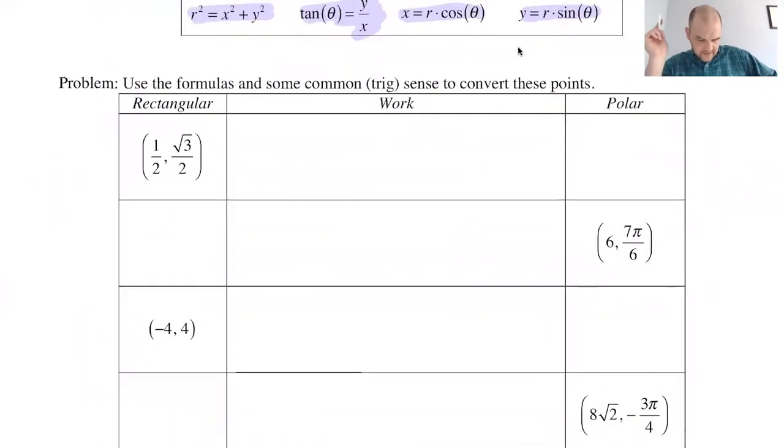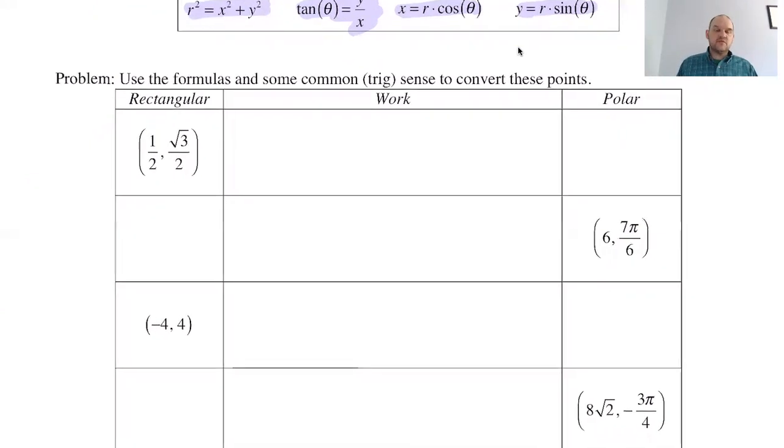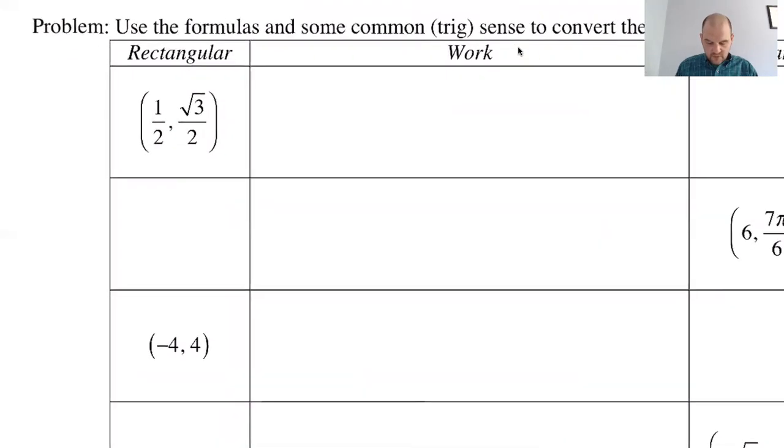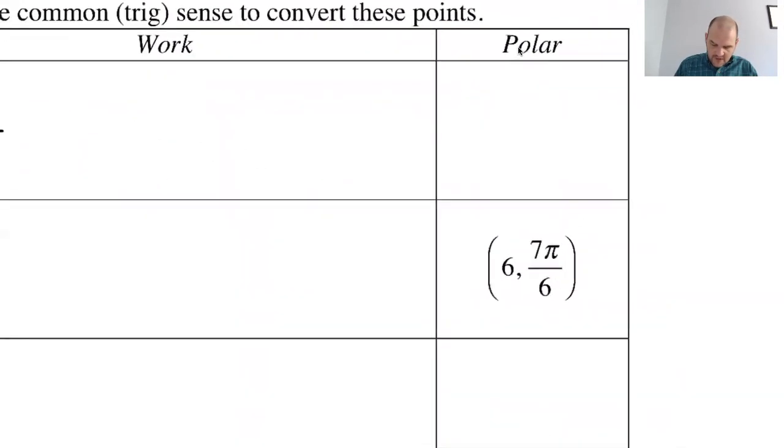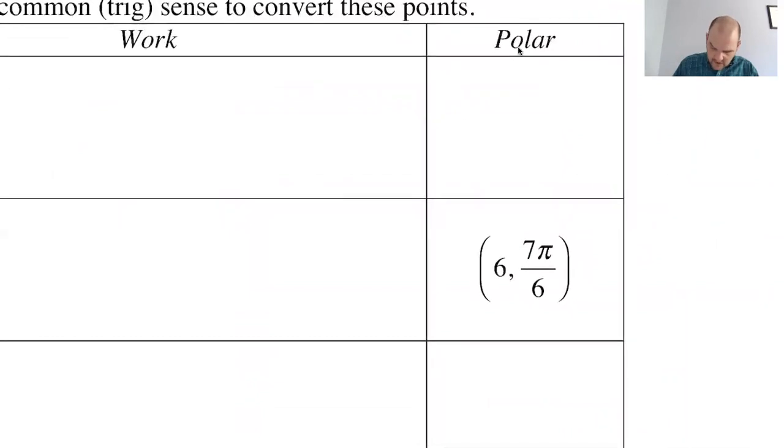All right, let's try to do these. Use the formulas and some common trig sense to convert these points. So this is a rectangular point. The first one, I'm going to look at immediately and say this is on the unit circle. And so I actually already know that r is 1. And because it's on the unit circle, what point on the unit circle corresponds to 1/2, radical 3 over 2? That's pi over 3. So when you write it, remember it's r comma theta. So it's going to be 1 comma pi over 3.